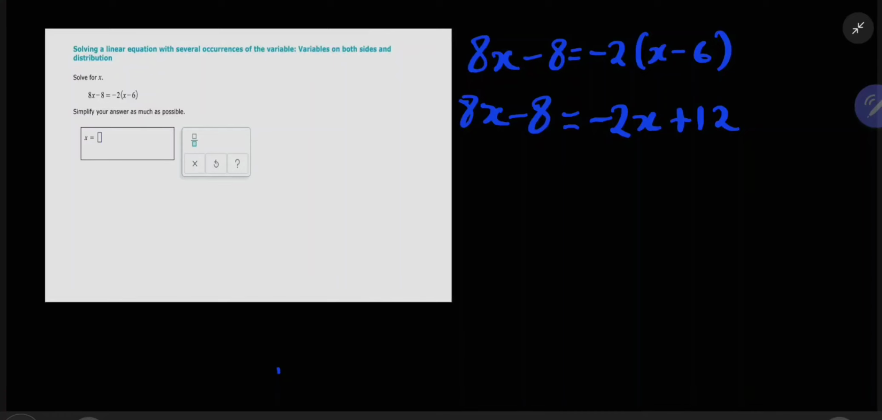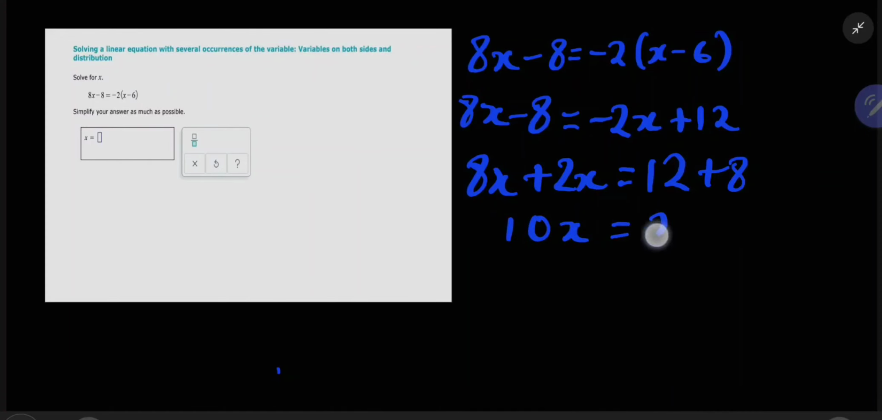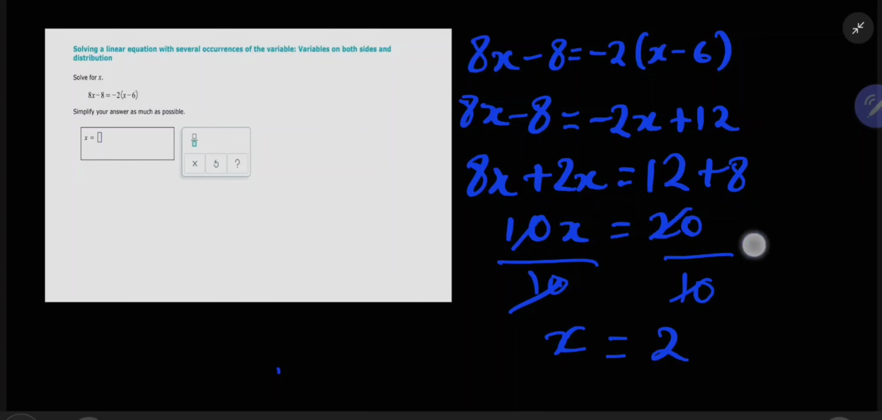So now we are going to be bringing like terms together again. So we have 8x, this comes over here, that's plus 2x equals 12, this goes over here, that's plus 8, and that will give us 10x equals 20. And to solve for x, we'll be dividing both sides by 10, which is the coefficient of x. And this gives us x equals 2. So our value for x is 2.